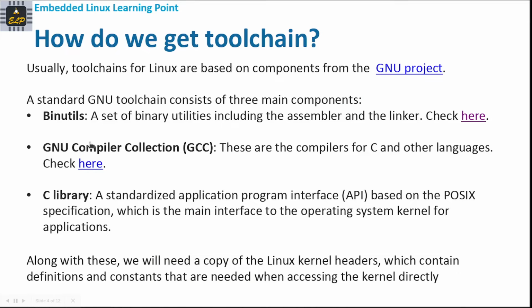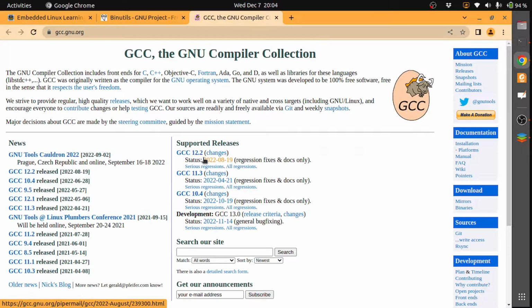The next thing is the GNU compiler collection, which we normally call GCC. These are the compilers for C and other languages. If you go here, you can see that GCC, the GNU compiler collection, has support for different programming languages like C, C++, Objective-C, Fortran, Ada, Go and D.